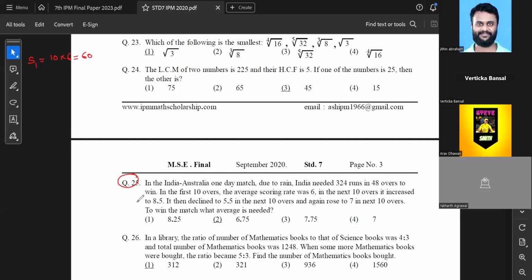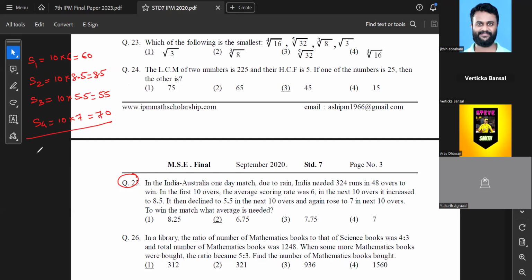And in the next 10 overs, this rate has increased to 8.5. So the next 10 overs, it will be 10 multiplied by 8.5. That will give you 85. Then for the next 10 overs, the rate has declined to 5.5. So 10 multiplied by 5.5 gives you 55 as the total score. Then in the next 10 overs, it has risen again to 7. So 10 multiplied by 7, 70 runs. So far, this is the total run which India has scored after 40 overs.